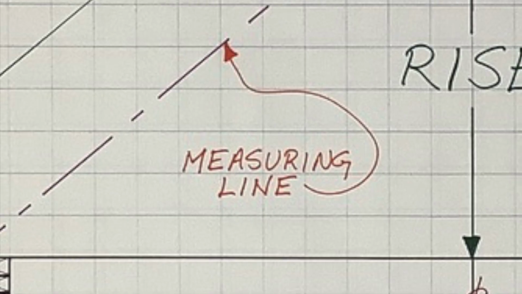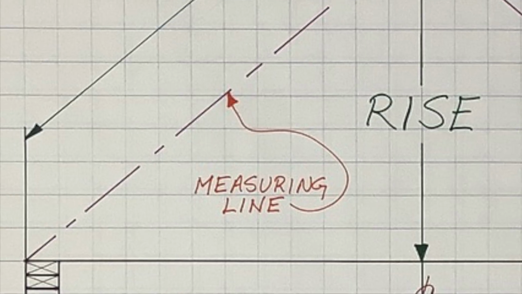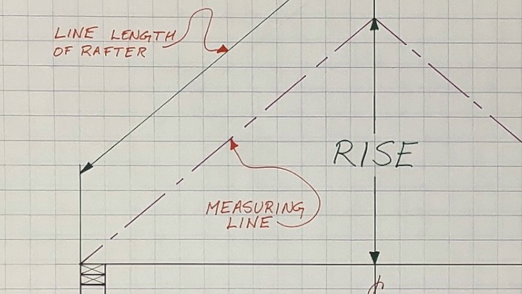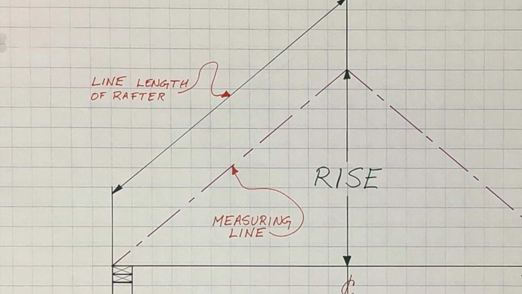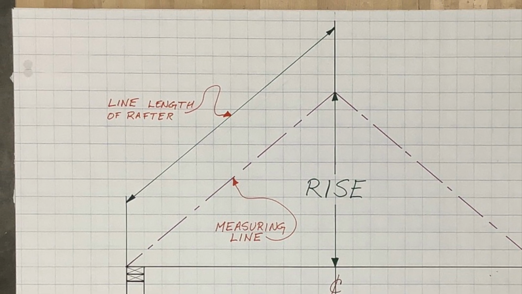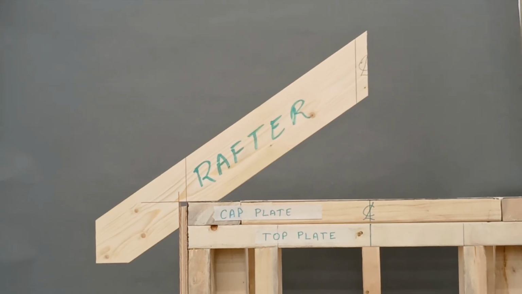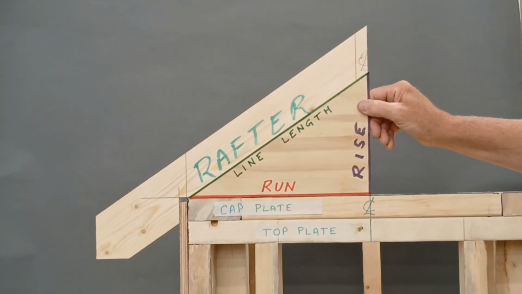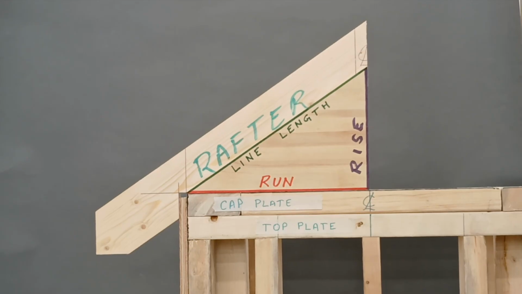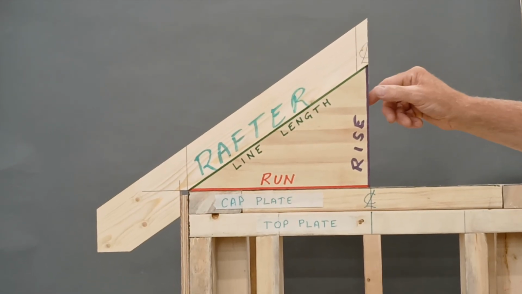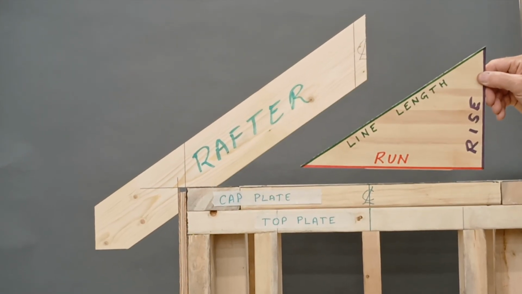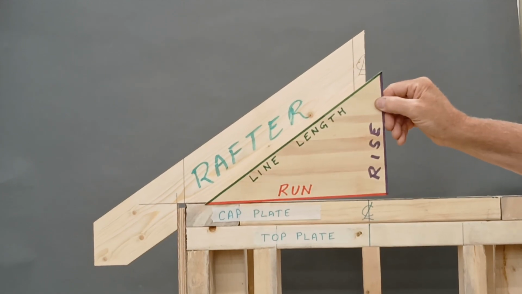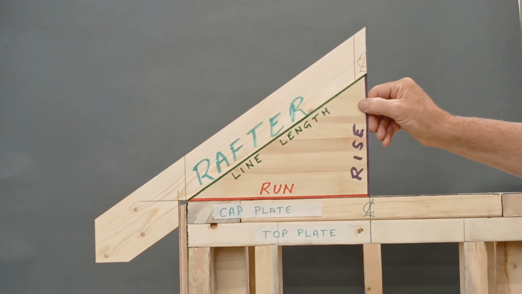The hypotenuse of the roof triangle is called the measuring line in roof framing, and its length is called the line length of the rafter. The roof triangle is the basis for calculating rafter lengths and angles, but it's important to note that the measuring line doesn't line up with either the top or the bottom edge of the rafter, and that the total rise of the roof triangle is not the same as the height of the roof framing.